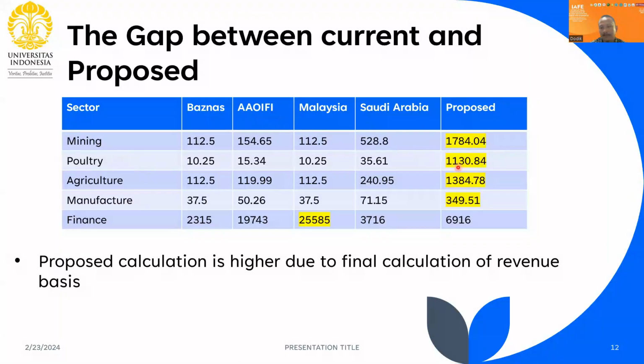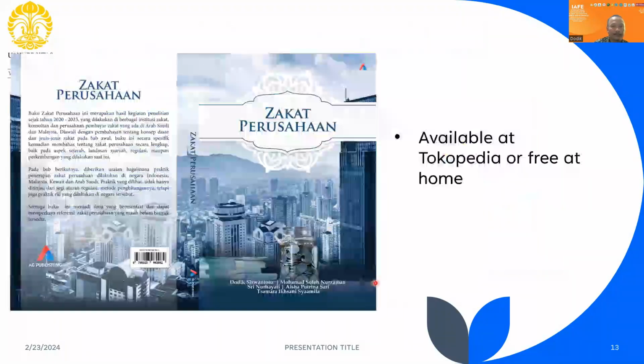The rate is 1,130, the biggest also. Agriculture, our method is the biggest. Manufacture, also the biggest, our method. But for the finance, the biggest is the Malaysia method. Proposed calculation is higher due to final calculation of revenue basis.